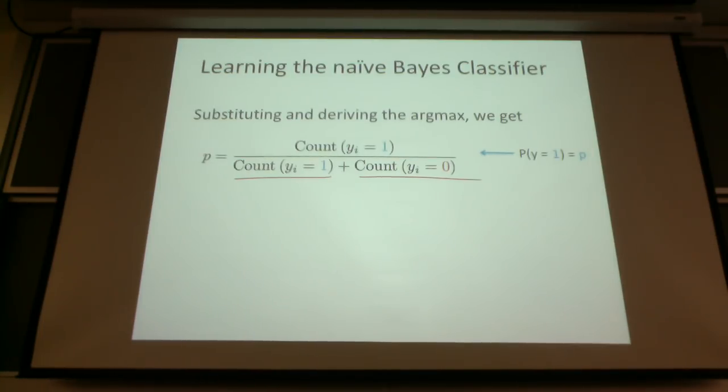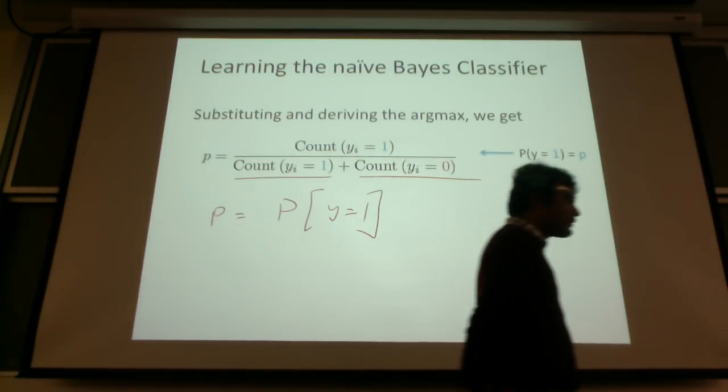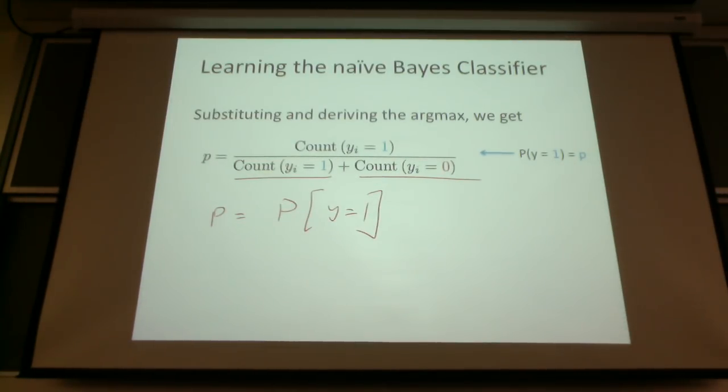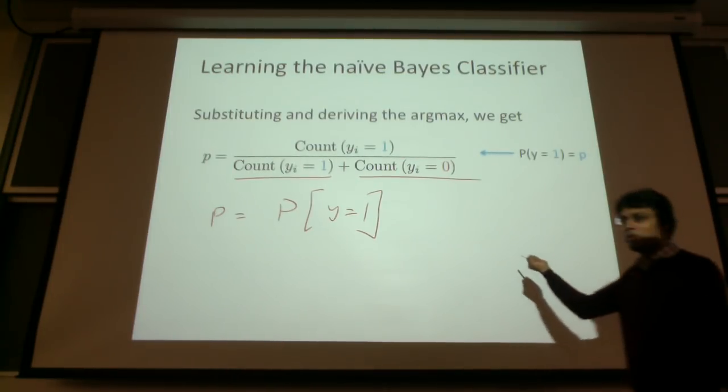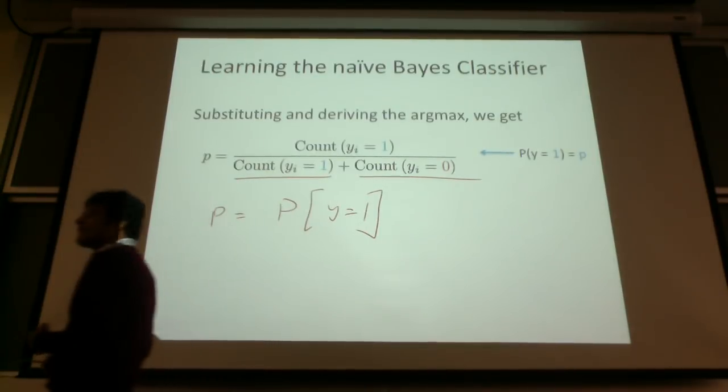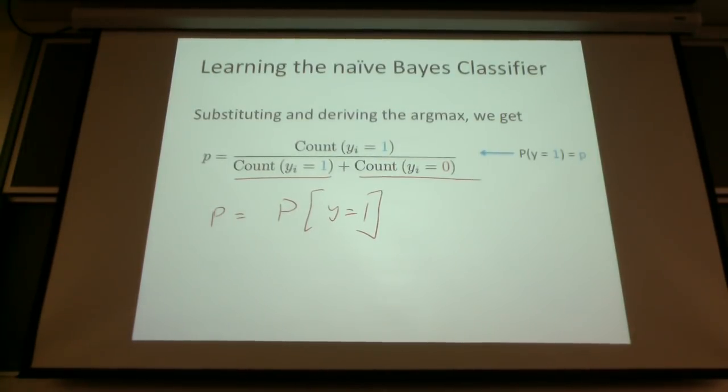What is the prior? P is simply the probability of y equals 1. Now, we've gone through all of this notation and we managed to prove that if you have a certain number of 1s and a certain number of 0s, the probability of y equal to 1 is the count of 1s divided by the total count. It's the fraction of times y is 1, just like the Bernoulli case, since these are Bernoulli trials. So the maximum likelihood estimate for P is simply derived by counting.